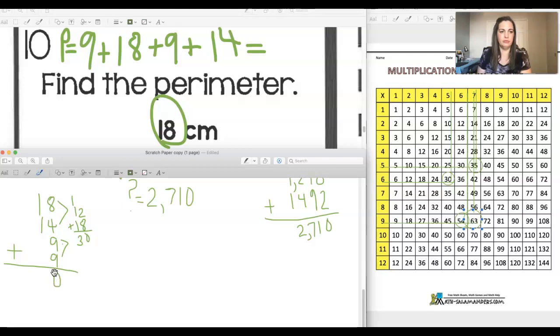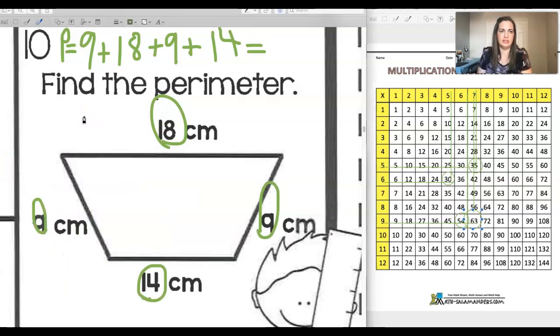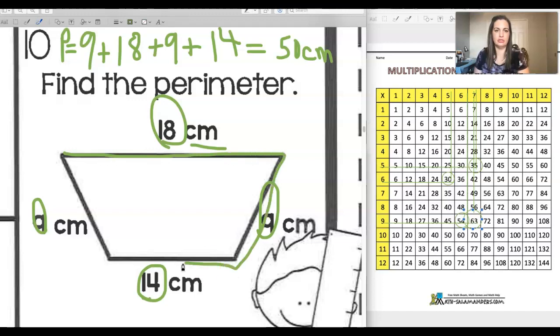I'm going to write my 0. And 30 is 3 groups of 10 ones, so I'm going to bundle it over here over the tens place. 3 plus 1 plus 1 equals 5. So my answer is 50. Remember, you have to say 50 what? 50 centimeters. The perimeter is 50 centimeters. Remember, perimeter is the outside, the distance around the outside.